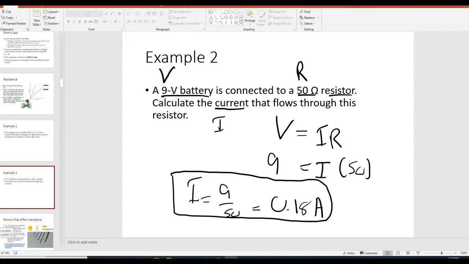Now I'm going to erase this really quickly. By the way, in case you're wondering, is that a lot of current? Is that a little current? That's not a ton of current. It is maybe enough to hurt you.